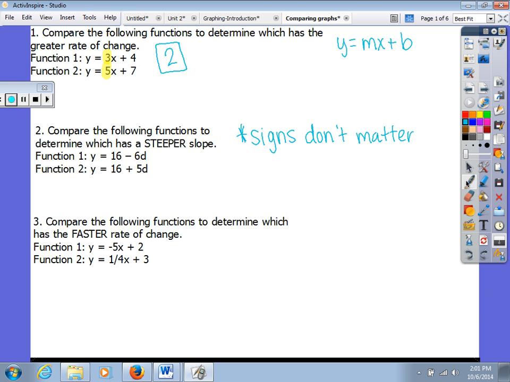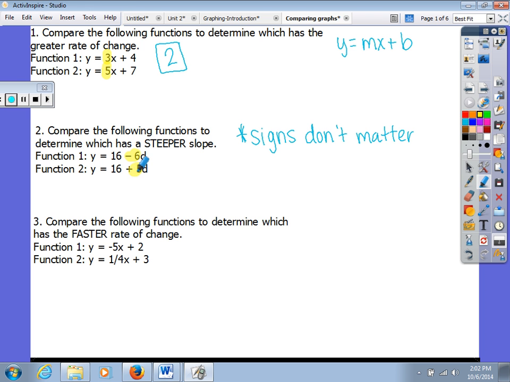Now this problem is extra special because why? What's up with this problem compared to this problem? Yeah, first off, which one really is my m? What number here? Yeah, the -6 is your m. And because d should have been replaced with x, but we can switch them out too. So everybody go ahead and highlight -6. What's your slope for function 2?